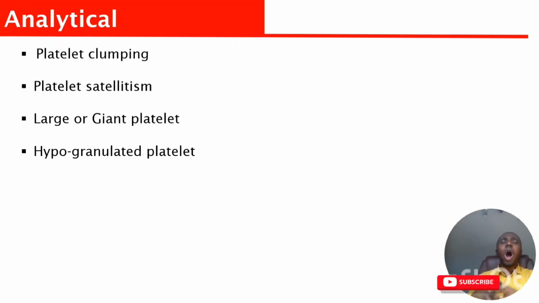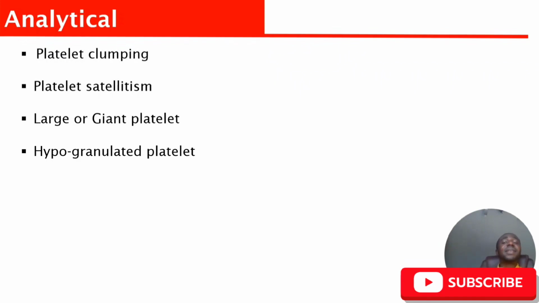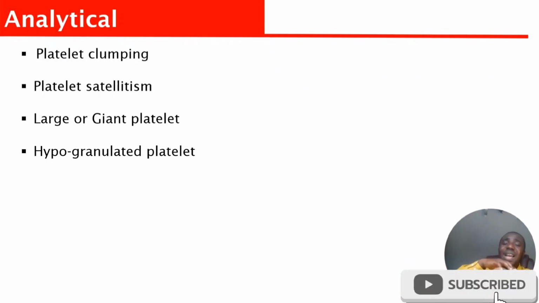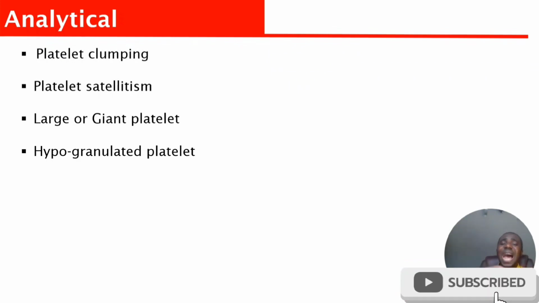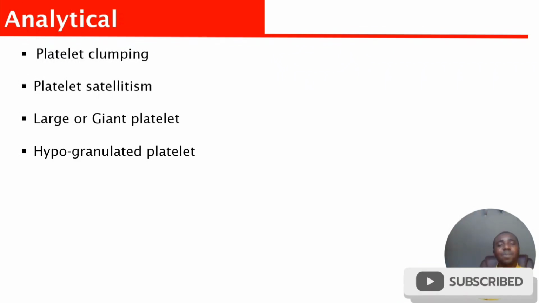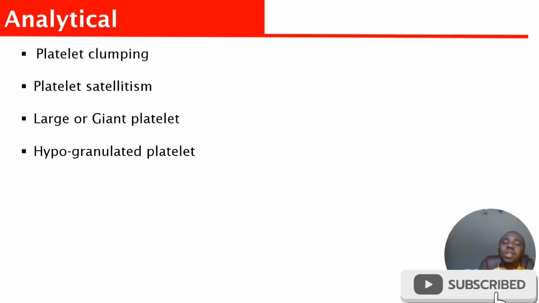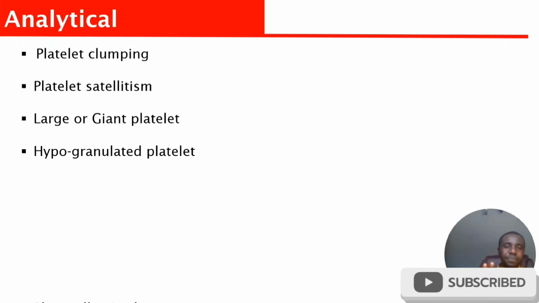Now, you can also have what we call hypogranulated platelets. Platelets are granulated cells, okay? So if there are hypogranules, that means the cells are not granulated the way they should be. The analyzer could also mistake it and may not count it as a platelet, and that way it can also lead to a low platelet count. So hypogranulated platelets can also result in a low platelet count.